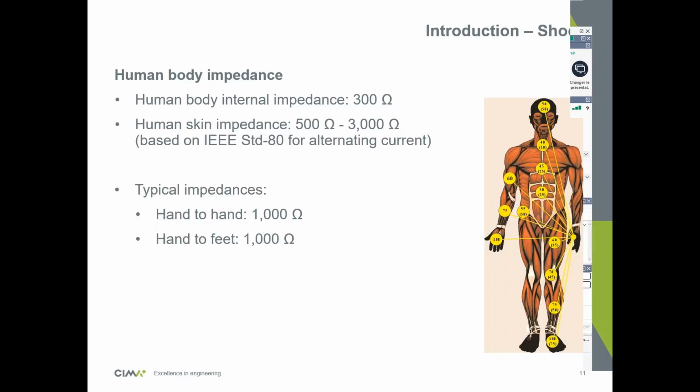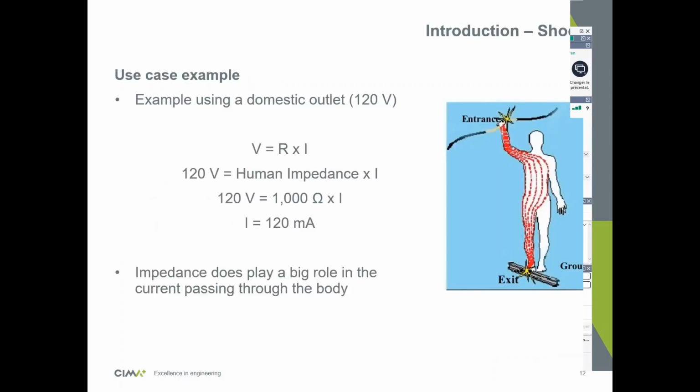So the body internal impedance is around 300 ohms, and the skin impedance can vary from 500 to 3000 ohms. So a typical impedance from hand to hand would be 1000 ohms, and hand to feet would be 1000 ohms also. So let's say you want to calculate the current that goes through a person's body. You can use Ohm's law.